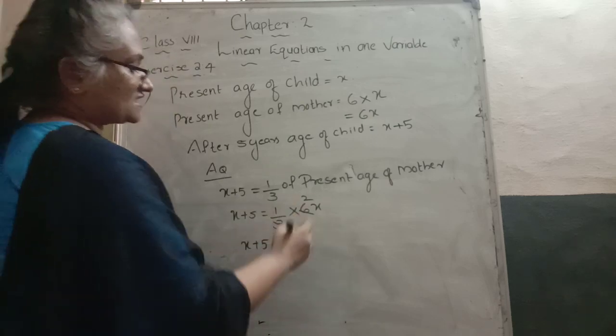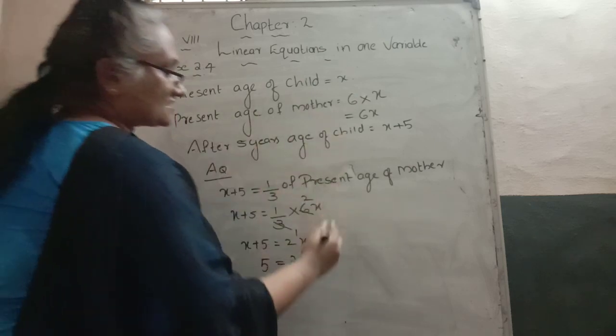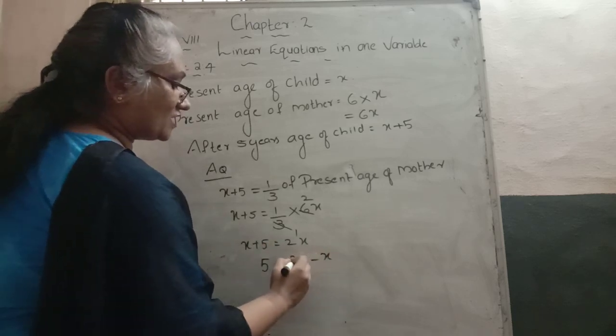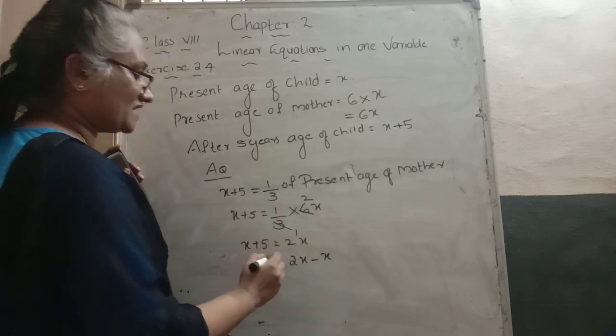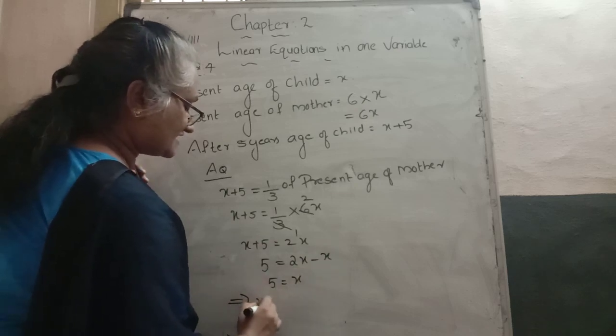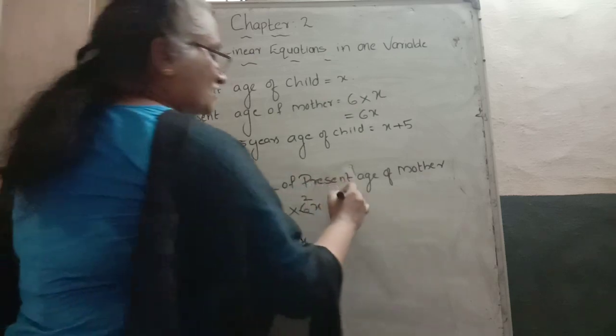So 5 we get; plus x goes to the opposite side. Already 2x is on the right side. Plus x goes to the opposite side, it comes to be minus x. Then coefficient 2, here coefficient 1, 2 minus 1 becomes how much? X value becomes 5. This implies that x value becomes how much? 5. X value we get as 5.